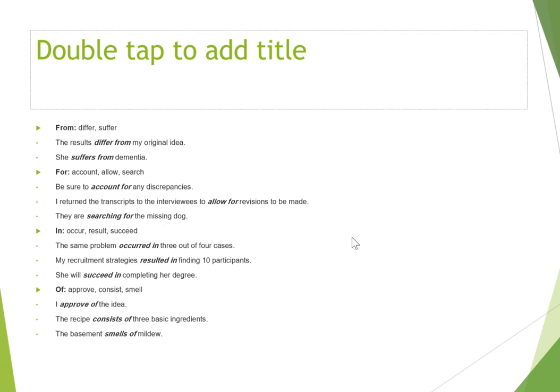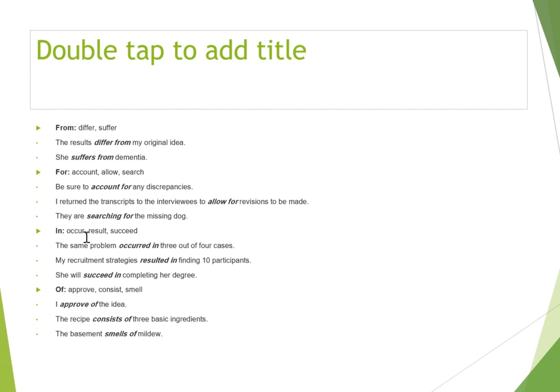We have, for example, from: differ from, sever from. For: account for, allow for, research or search for. Be sure to account for any discrepancies. I returned the transcripts to the interviewees to allow for revisions to be made. They are searching for the missing dog.